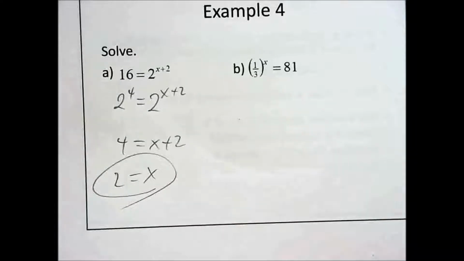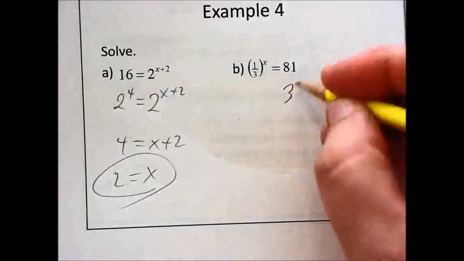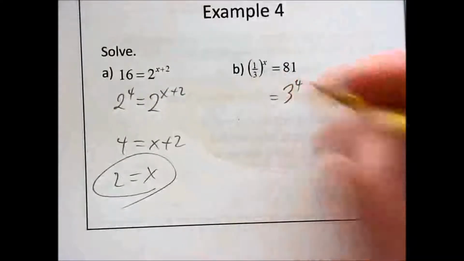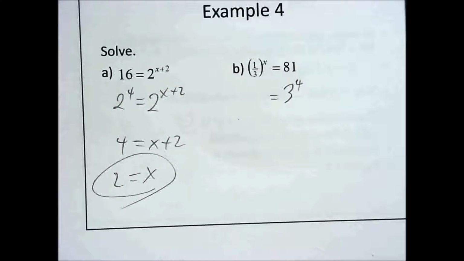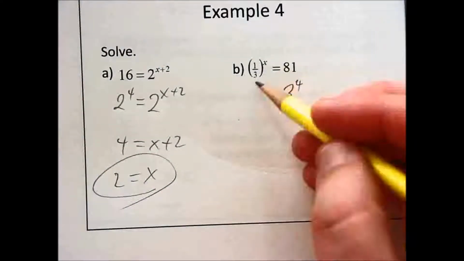Because 81 is 3 to what power? 3 to the 4th. 3 to the 3rd is 27, 3 to the 4th is 81. This is the section, this chapter, where it's going to be really convenient to know some basic powers up to about the 5th or 6th, depending on the base. Okay? It makes it easier.